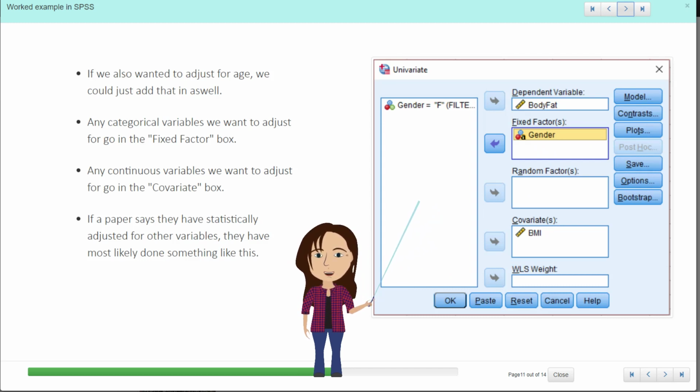To run the analysis, this is where the general linear model option comes in handy, because we have this box here to add in fixed factors. If we wanted to adjust for another continuous variable, we would pop it into the covariate box. Anything which is in categories will pop into the fixed factor box. And for this course, you can just ignore the random factors. So we've got body fat percentage with BMI adjusting for gender.